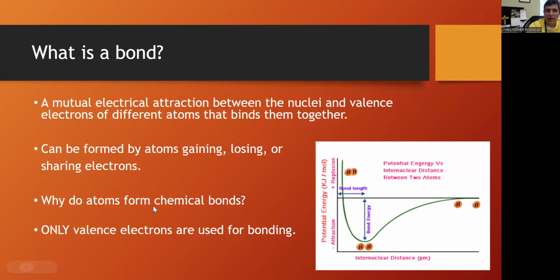So again, why do atoms form chemical bonds? Because it's the easiest. Nature prefers that, and it's the lower energy. It requires less energy to form a chemical bond than for atoms to be separate. So again, it requires less energy for atoms to form a bond than to be separate. Write that down there.